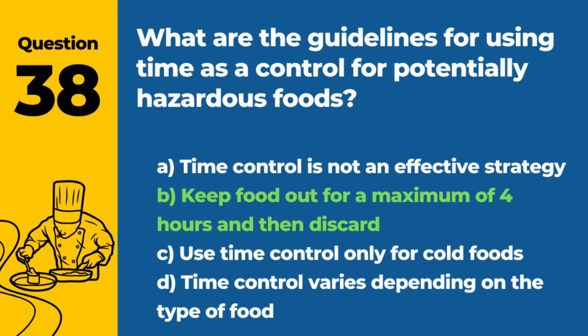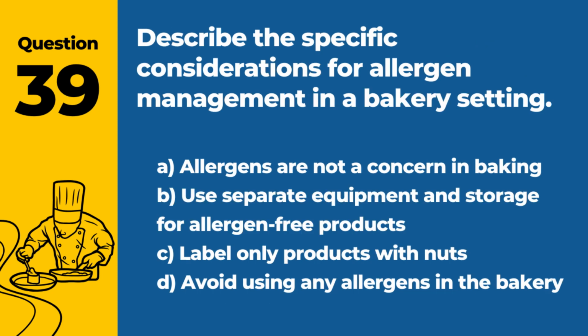Using time as a control for potentially hazardous foods involves keeping the food out of temperature control for a specific period, usually a maximum of 4 hours, and then discarding it if not consumed within that time frame to prevent bacterial growth. Question 39. Describe the specific considerations for allergen management in a bakery setting. A. Allergens are not a concern in baking. B. Use separate equipment and storage for allergen-free products. C. Label only products with nuts. D. Avoid using any allergens in the bakery.